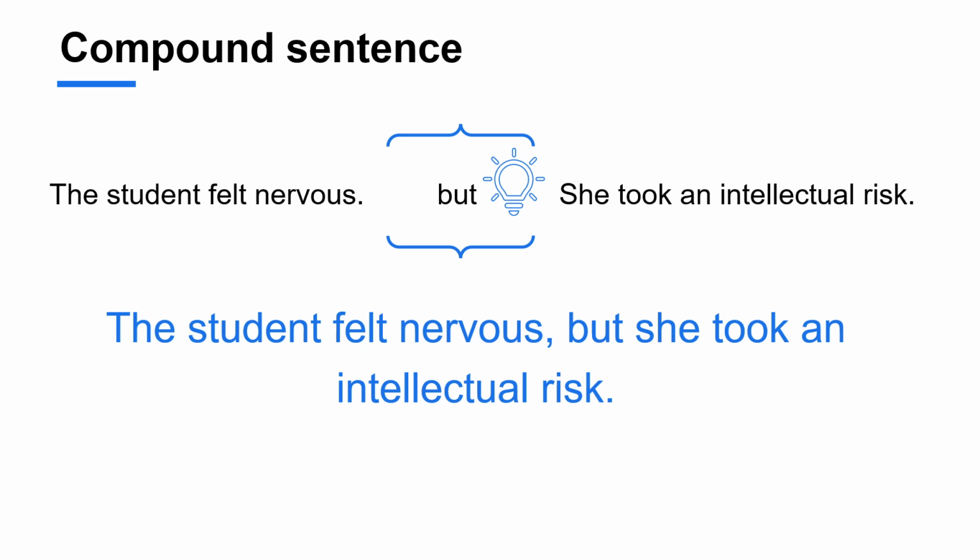A complex sentence has one part that can stand alone, the independent clause, and one part that cannot stand alone because it starts with a word like because, or though, or while. In other words, the dependent clause.